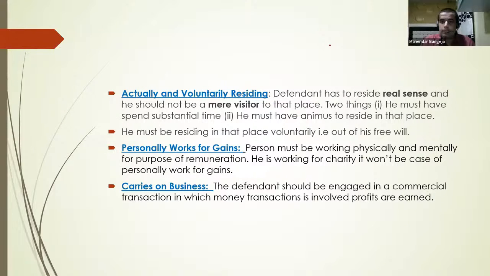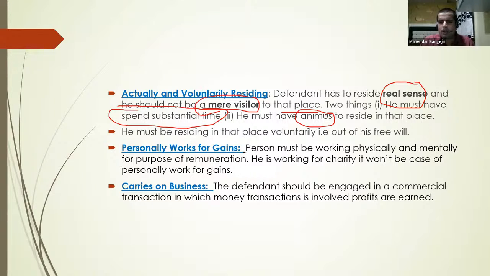Now let us understand the meaning of actually and voluntarily residing. These words we had used there. So a defendant must reside in the real sense, and he should not be a mere visitor to that place. So we have to see two things. First, he has spent substantial time at that place, and he has the animus, which is the intention, to reside in this place.